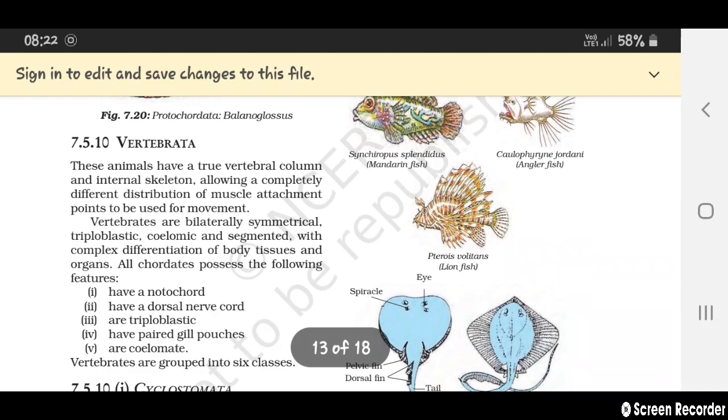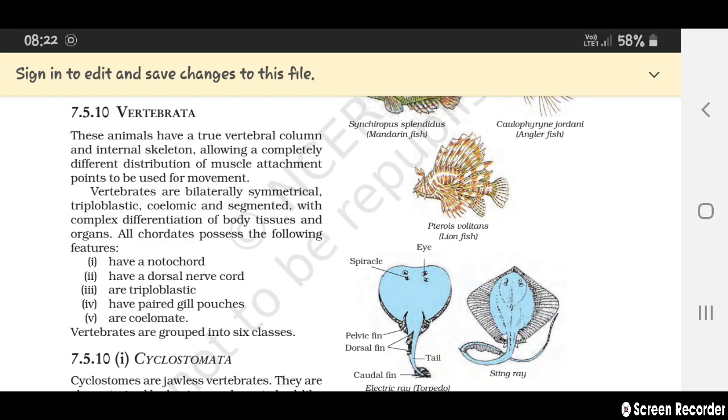Next is Vertebrata. These animals have a true vertebral column and a true internal skeleton, allowing a completely differentiated distribution of muscle attachment points to be used for movements. Vertebrata are bilaterally symmetrical, triploblastic, coelomic and segmented, with complex differentiation of their body tissue. They have organs, and all chordates possess the following features.